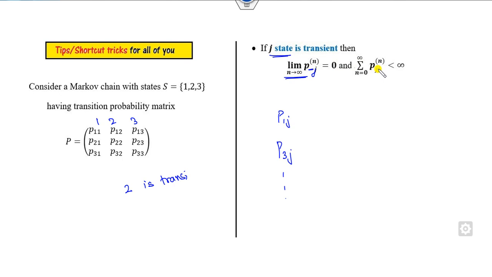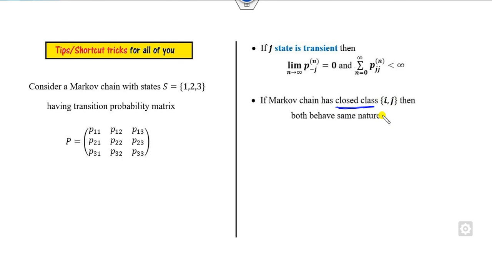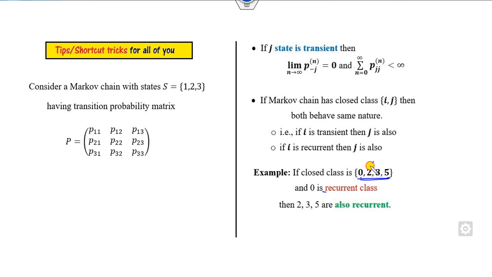If you prove that the Markov chain has a closed class containing i and j, then both have the same nature. That is, if i is recurrent, then j is also recurrent, and if i is transient, then j is also transient. The meaning of a closed class is, like here, if you prove that this is a closed class and 0 is recurrent, then all the others are also recurrent.